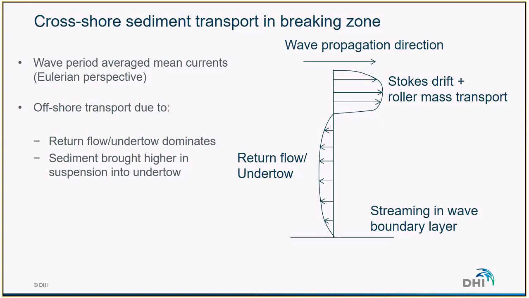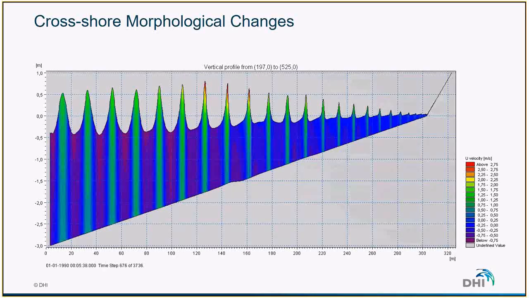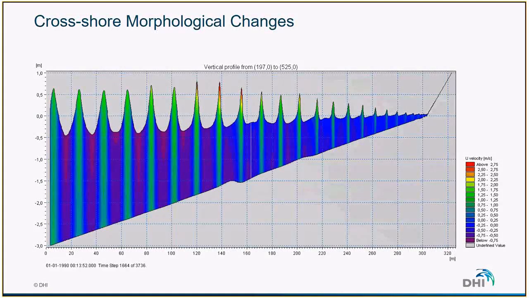So in the breaking zone, we can say that usually the return flow or the undertow dominates. And as sediments are brought higher in suspension because of the turbulence due to breaking, the sediment have a tendency to be transported towards the offshore part of the profile. So in the end, the undertow will be responsible for the formation of longshore breaker bars. And this is what we can see in this animation.